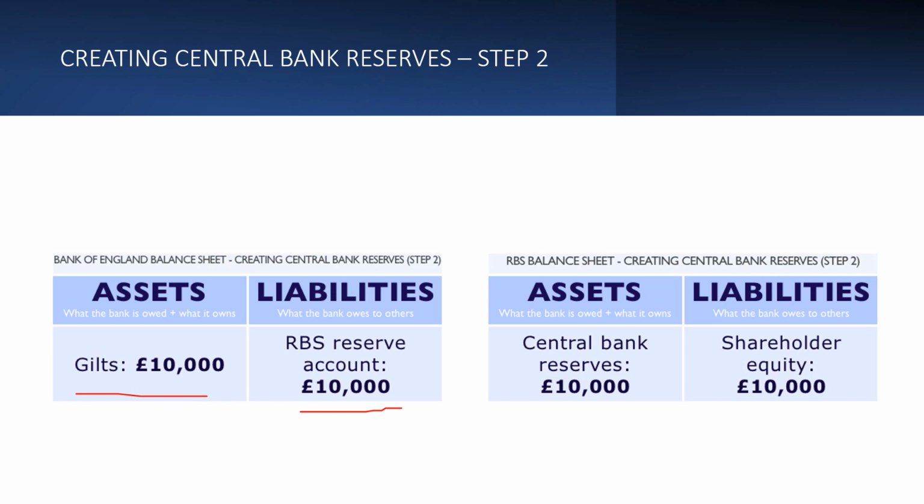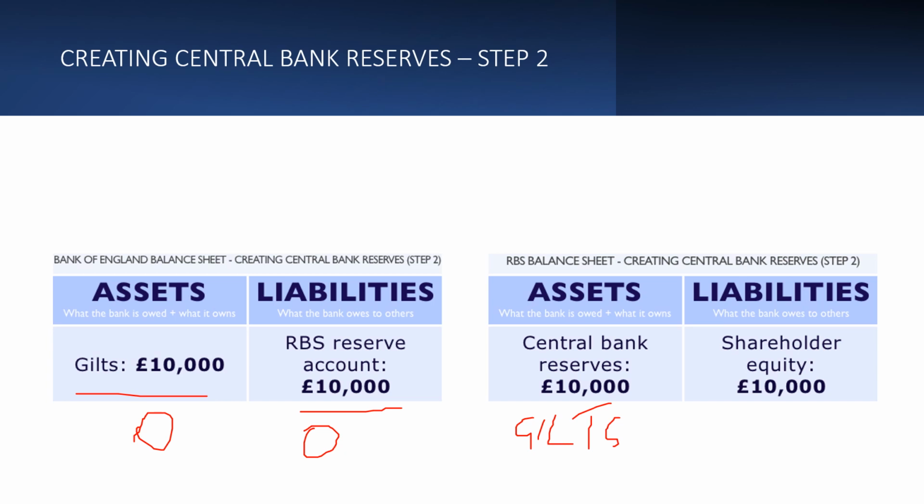Now recall that originally the Bank of England had 0 assets and 0 liabilities, and the RBS had gilts worth £10,000. So on the right hand side, nothing has changed. One asset has been swapped with another, so £10,000 worth of gilts have been converted into liquid reserves of £10,000, which the RBS can use to create more loans and settle transactions with other banks.